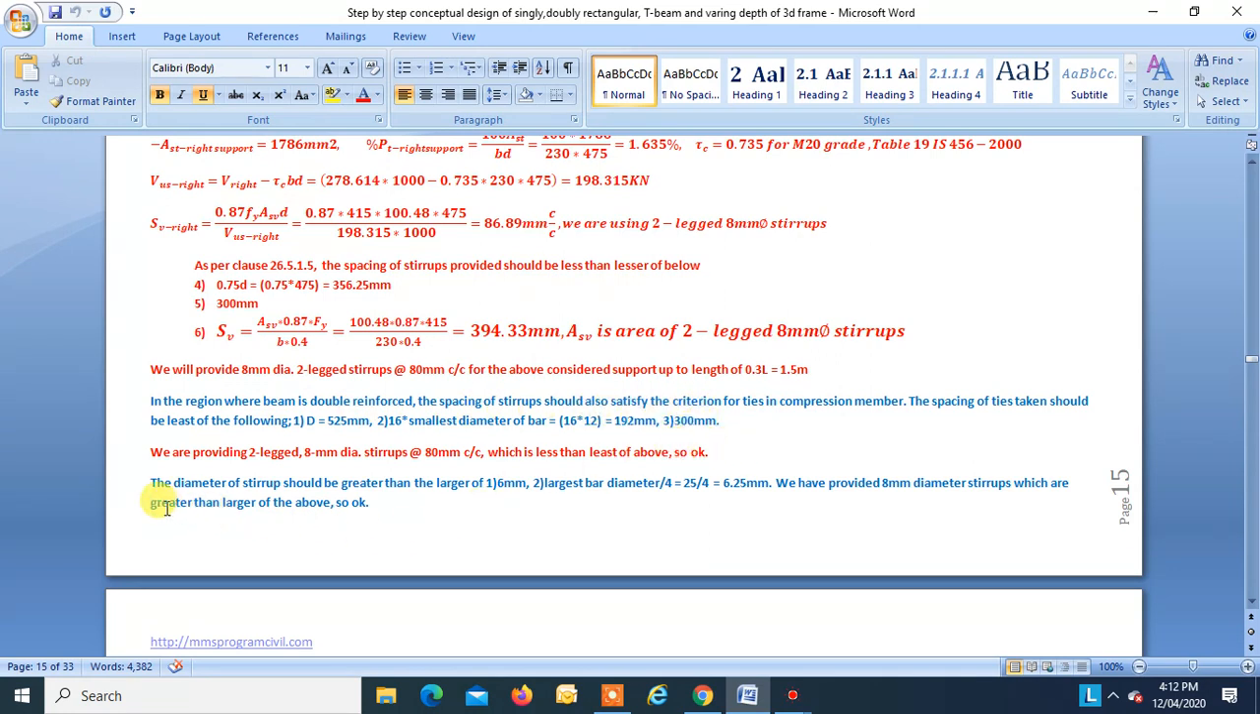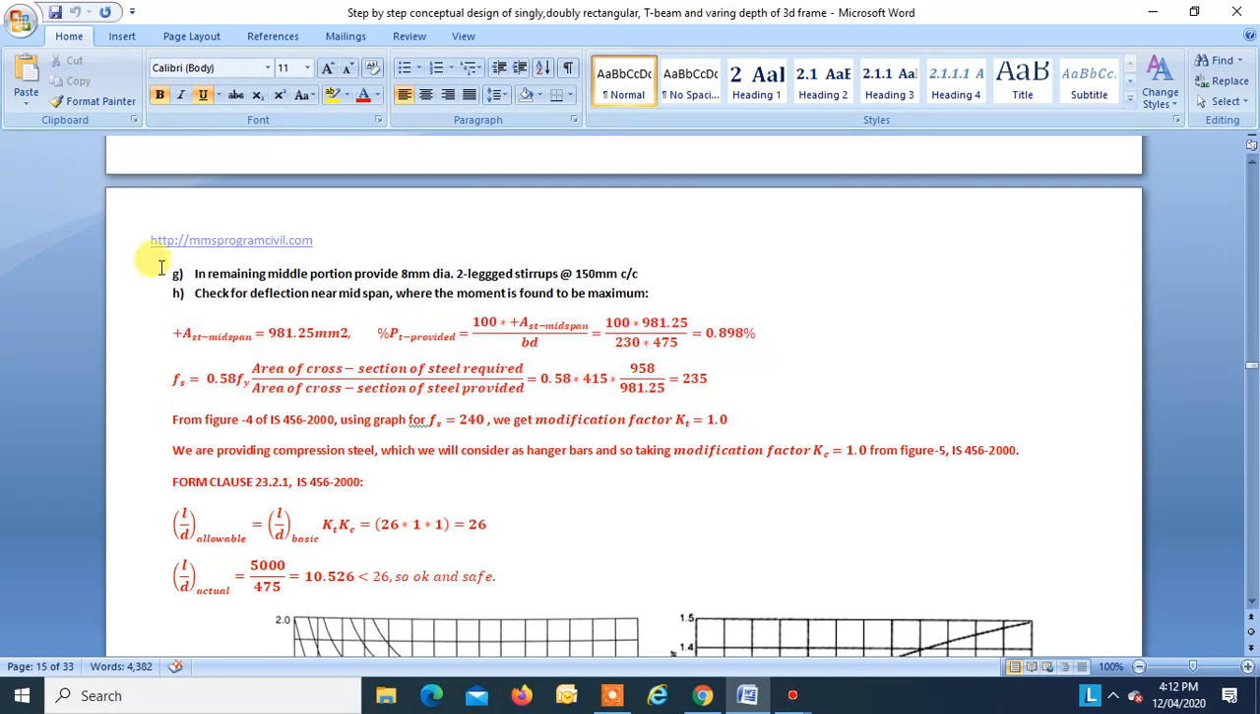Now another point is the diameter of the stirrups which you are using should also satisfy the tie criteria. The diameter should be at least the larger of these two: 6 mm, or the larger bar diameter divided by 4, that is 6.25. We are providing 8 mm, so it's okay. This is very important when you are designing a doubly reinforced section, right? In the remaining middle portion, we are providing two-legged stirrups at 150 mm.